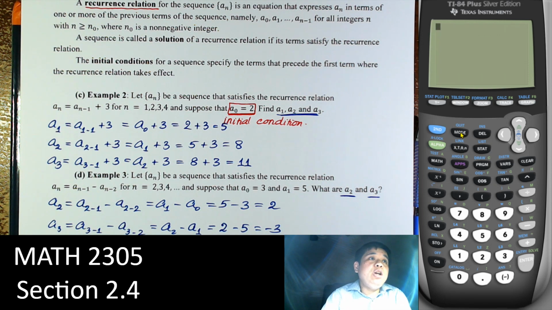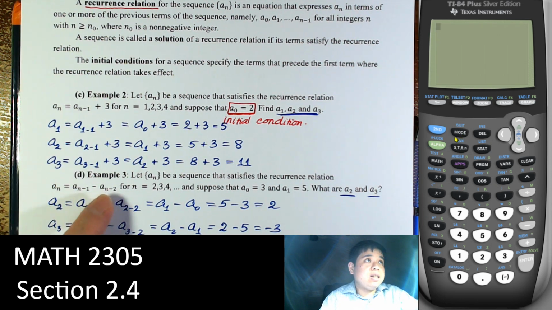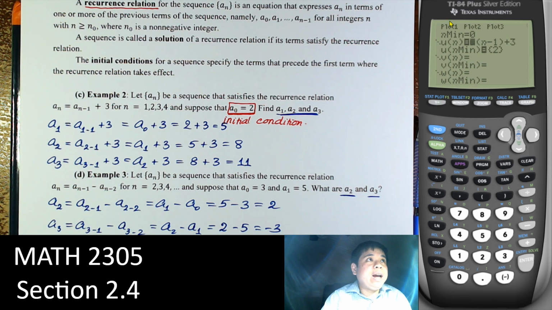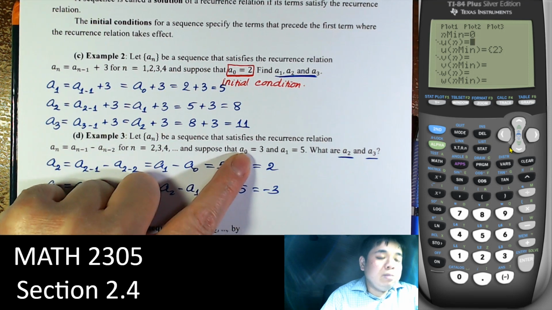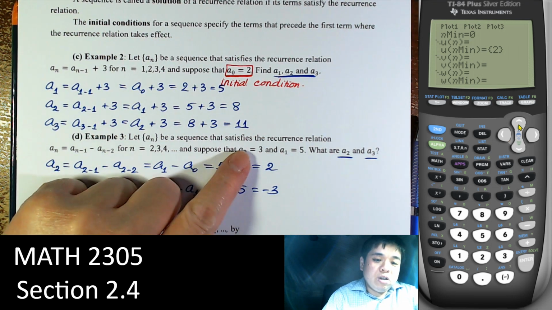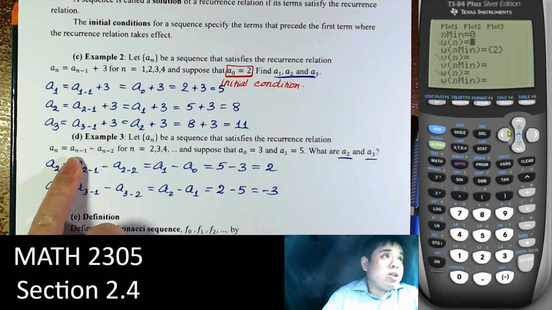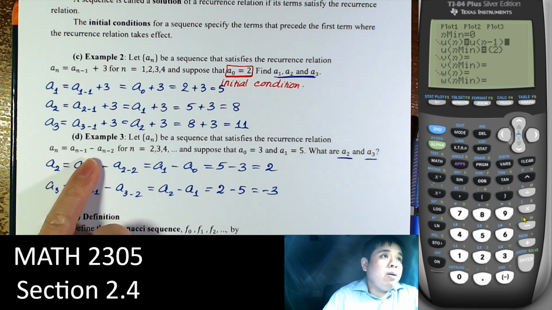Right, a little more complicated when we have 2 terms like this. By the way, the calculator will not do more than 3 terms. I don't think so. I haven't tried. Right, so here we have 3 and 5. We start from 0, right? Now we're just going to type u of n minus 1 minus u of n minus 2.